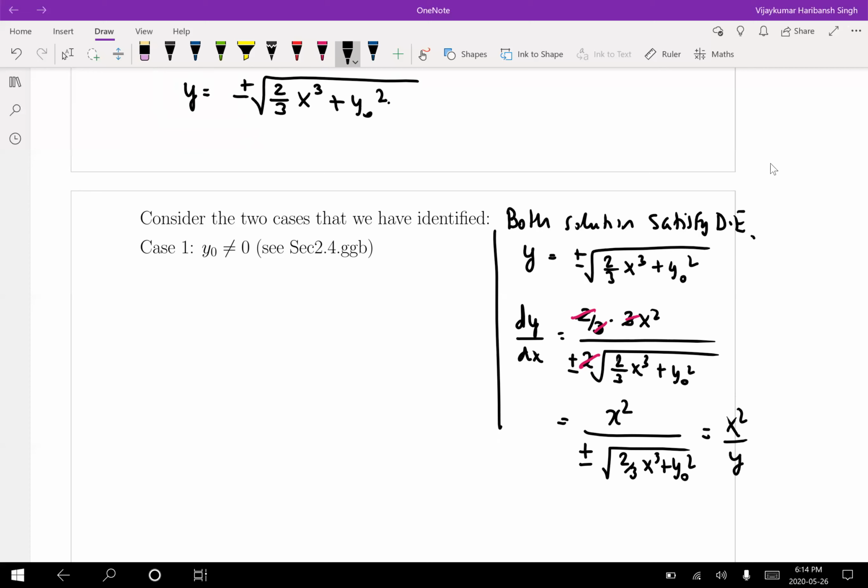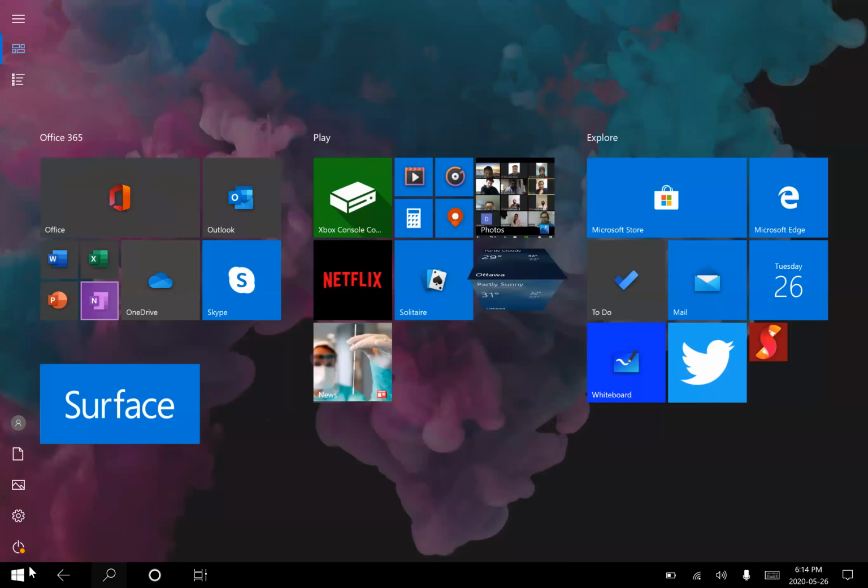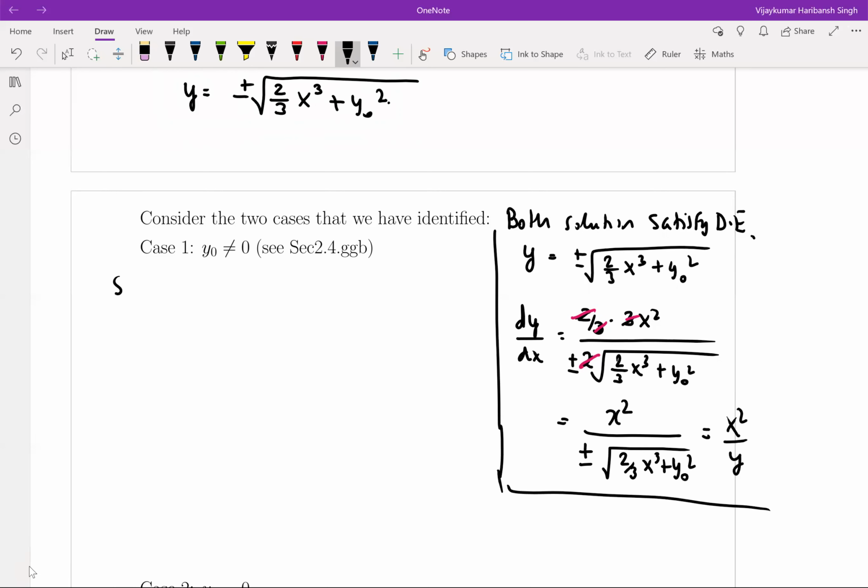But then what about the uniqueness case? Let's investigate that. But before we go further, both are solutions. So now, when does the solution exist? The solution exists whenever whatever is inside the square root is well defined.